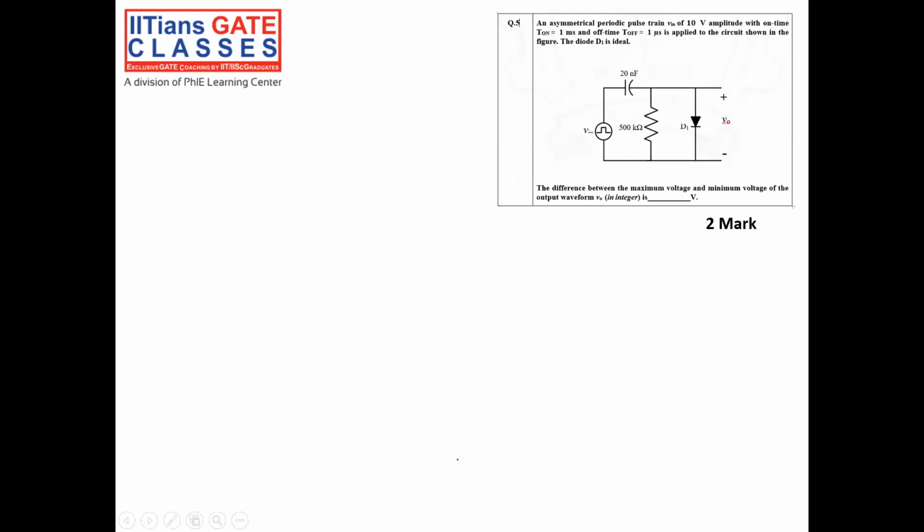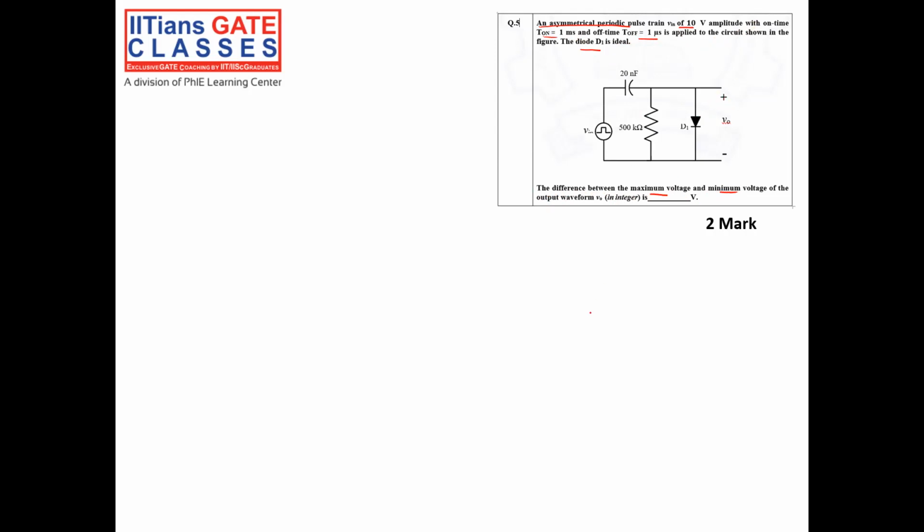So we will solve another question. You see, an asymmetrical periodic pulse of Vin of 10 volt amplitude with an on time of 1 millisecond, and off time of 1 microsecond, is applied to the circuit shown in the figure. Diode D1 is ideal. So what you have to find out? Find out the difference between maximum voltage and minimum voltage in the output waveform V0.